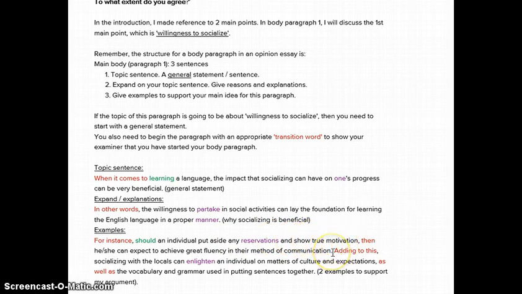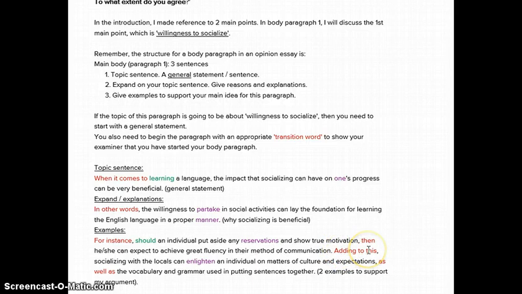Motivation is when you really want to do something. If they are really prepared to work hard, then the result will be, then he or she can expect to achieve great fluency, speak very clearly, very fast, very well in their method of communication. So that's one example I've given. Adding to this, so now the examiner knows I'm giving a second example.